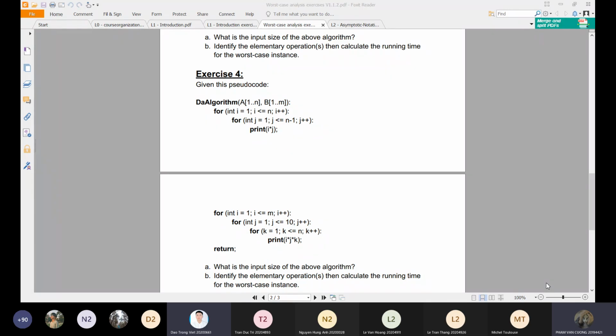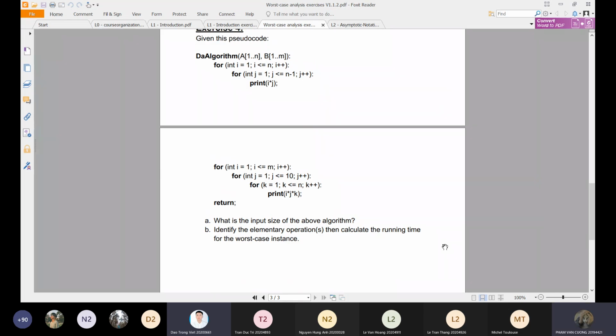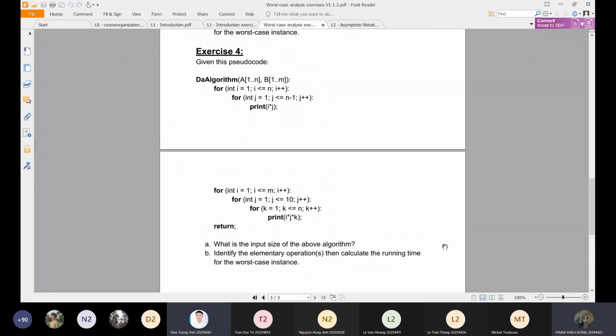The input size is m plus n. You sure about that? Yes. I think no. N and M are the two parts of the input size. We don't have to sum that up. So N and M are the input size.